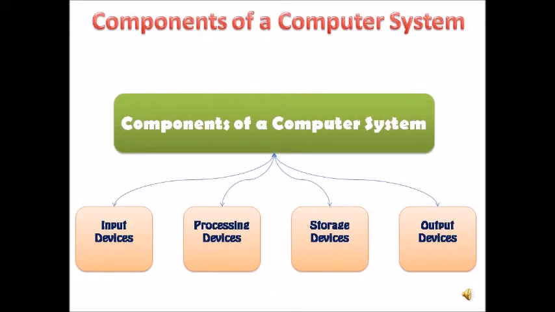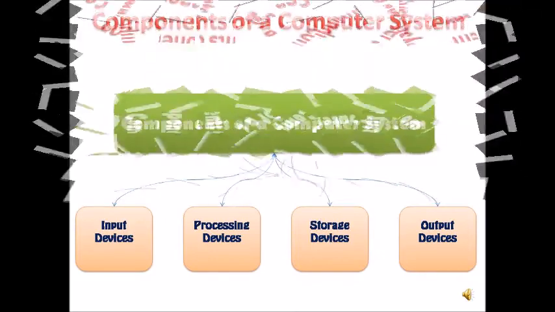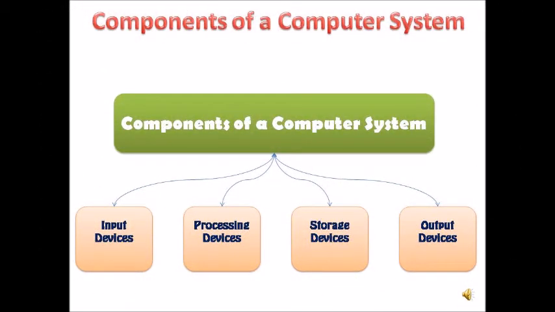Children, let us discuss about the components of a computer system. The components of a computer system are input devices, processing devices, storage devices, and output devices. A computer carries out the functions of input, storage, processing, and output with its various components.